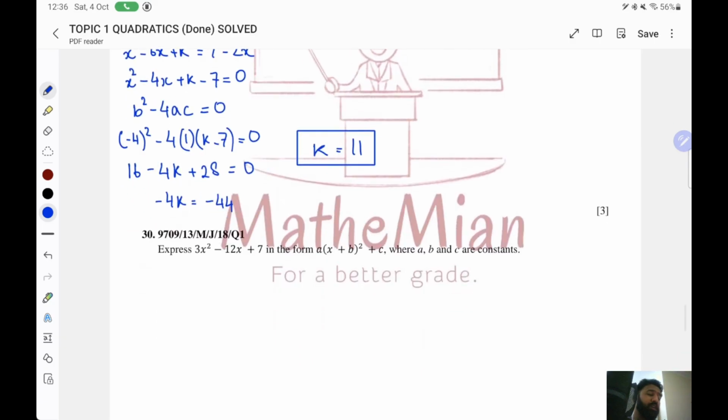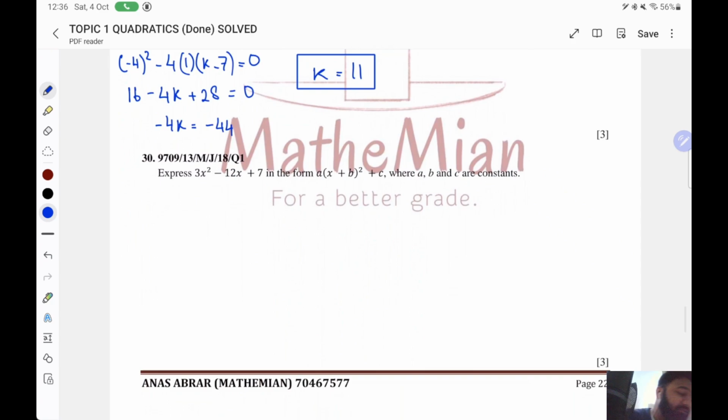Let's move to the next question, question 30, in which a standard form of quadratic equation is given to you, and he is asking you to convert the standard form into completed square form. So what is going to be the first step? For the first step, we will take 3 as common. We'll have x square minus 4x inside. Remember, you should not take common from 7.